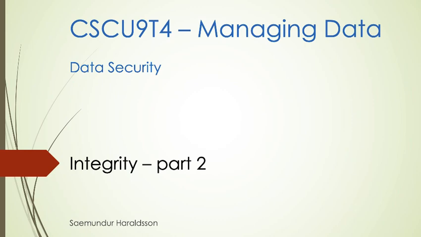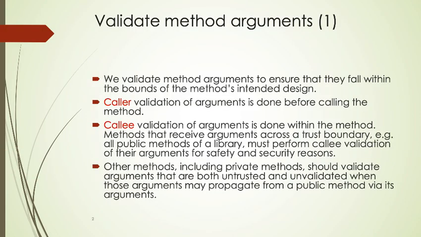In this video, we are going to expand on validating input and validating method arguments and talk about how to handle exceptions. So, validating method arguments is something you have to do to ensure that the method behaves like it was intended. There are two ways of validating method arguments. You can either do it before the method is called, or within the method itself.